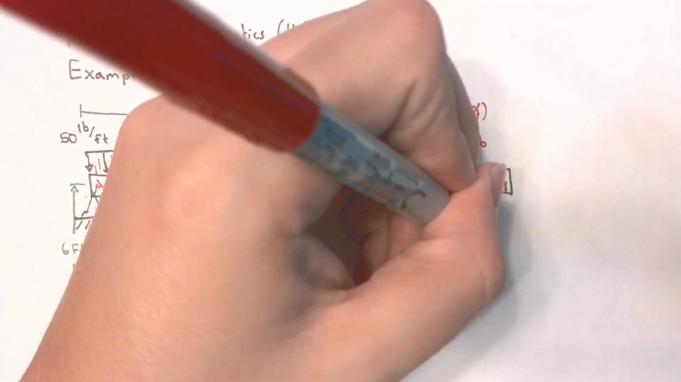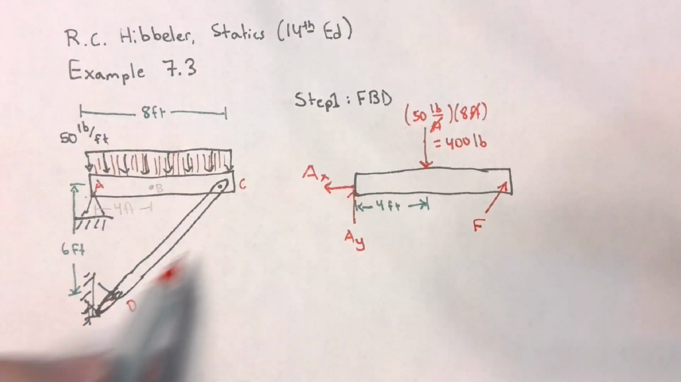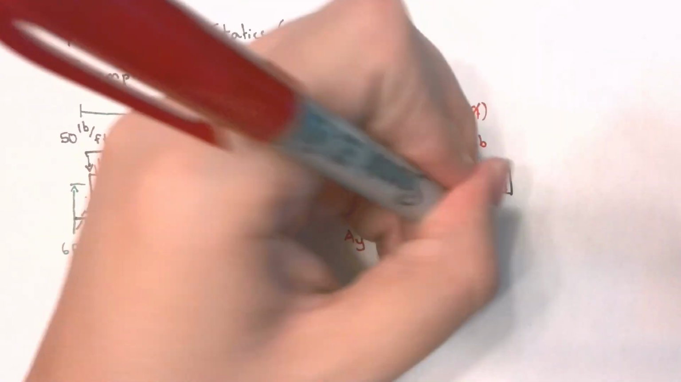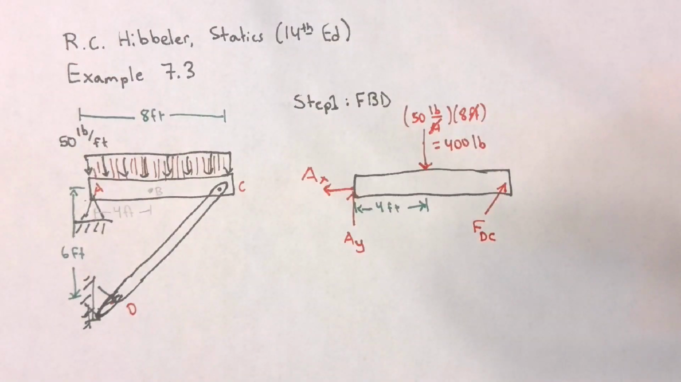Okay. Now I'm going to call this force DC because it goes from D to C. And it's right there, acting on my beam. Okay.